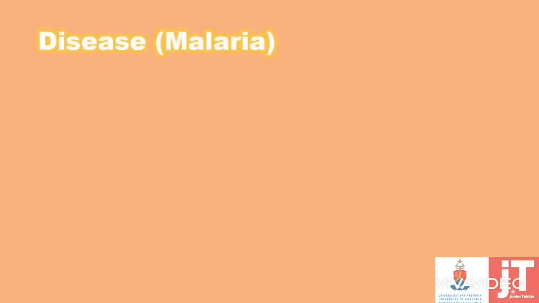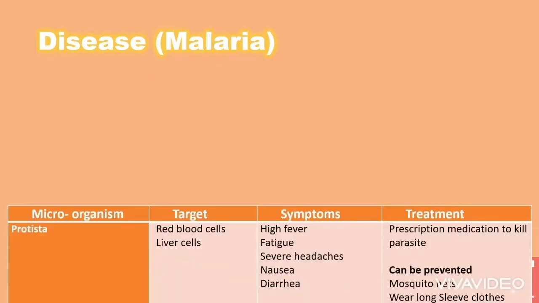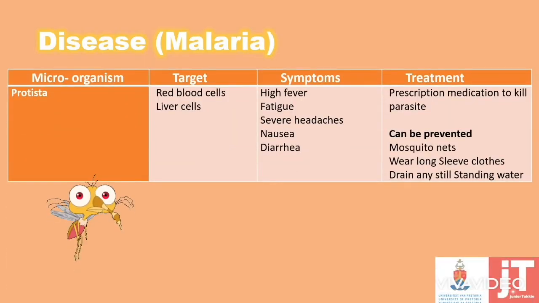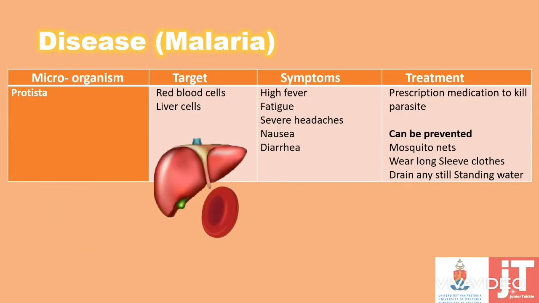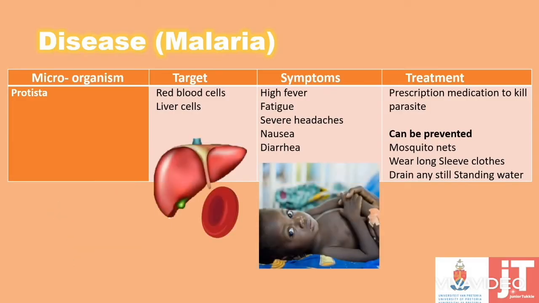So let's have a look at malaria. Malaria is responsible for killing a large number of people from Africa yearly. It's an extremely dangerous disease which kills a lot of people each year. It targets the red blood cells as well as the liver cells. It results in high fever, fatigue, which means extreme tiredness. It results in severe headaches, nausea, and diarrhea, which is very similar to food poisoning.